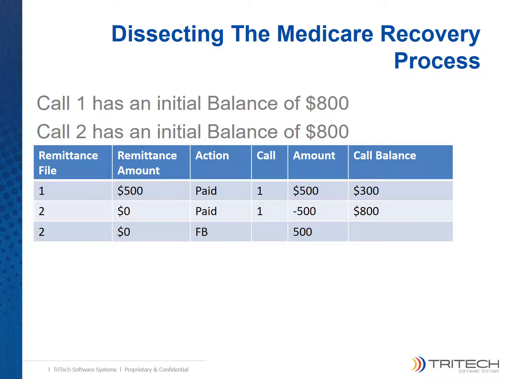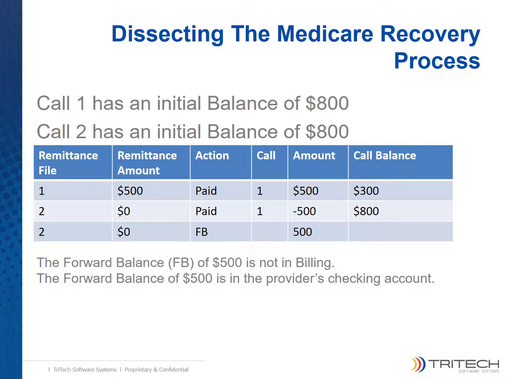My check amount was 0, and my forwarding balance of $500 offsets the negative $500 that was paid on call number 1. Now, it's important to note at this point that the forward balance of $500 is not represented in billing. We had originally in remittance 1 credited $500 to a call, and we are now taking that $500 off of the call. So call number 1 is back to its original $800 balance.